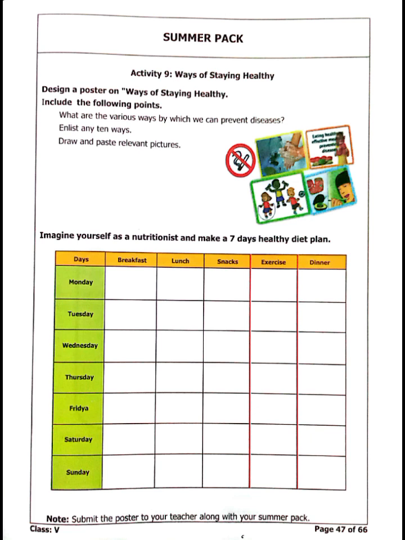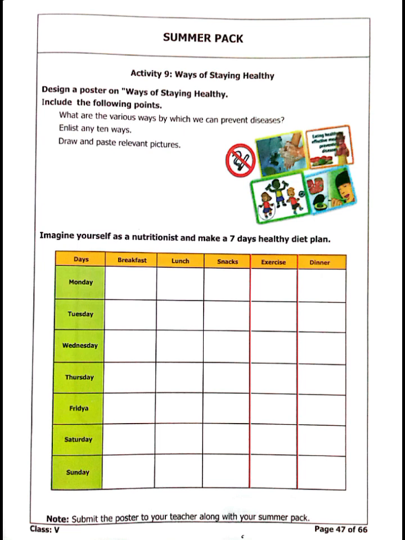Activity 9 is ways of staying healthy. Design a poster on ways of staying healthy. Include the following points. What are the various ways by which we can prevent diseases, and list any 10 ways. Draw and paste relevant pictures. You have to make a poster on a chart where you will tell about the various ways we can prevent diseases. Write any 10 ways and also paste relevant pictures for staying healthy.